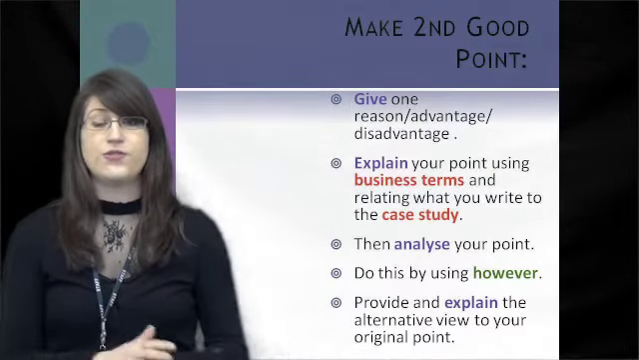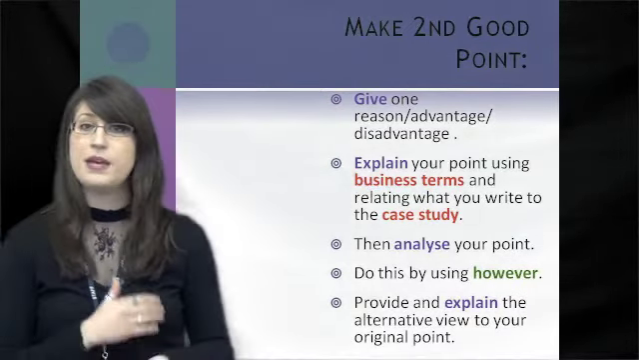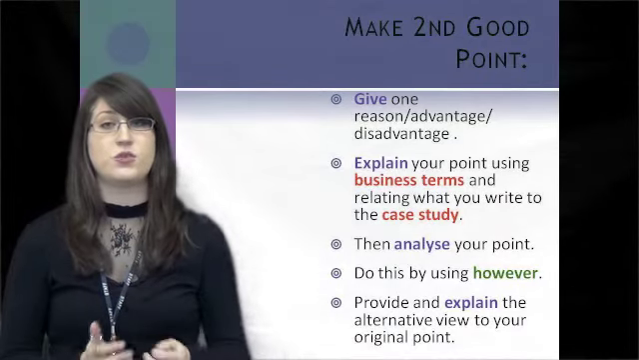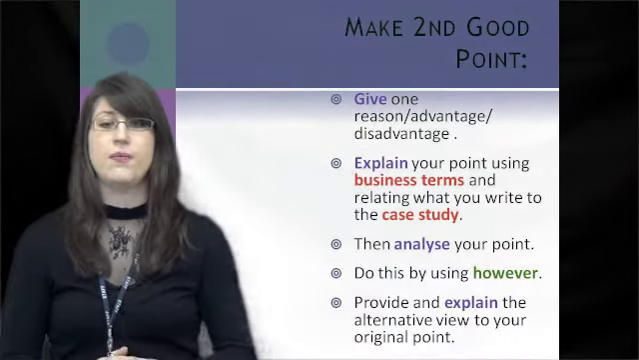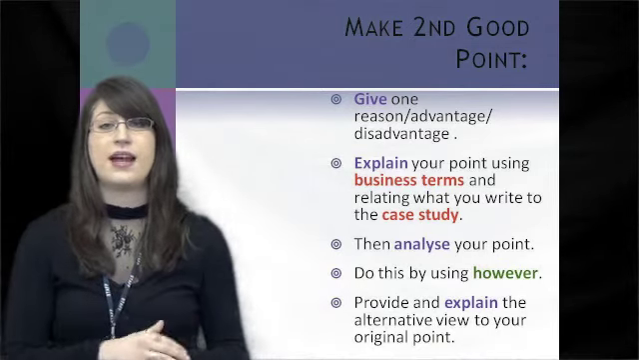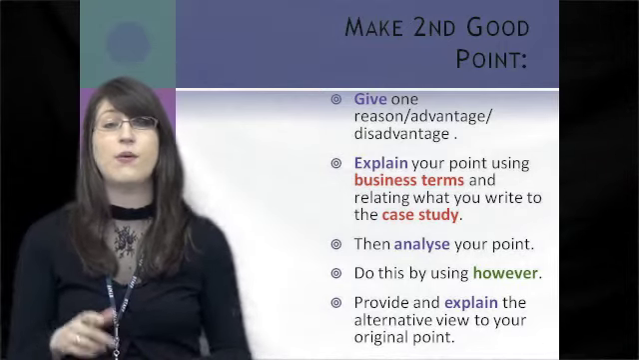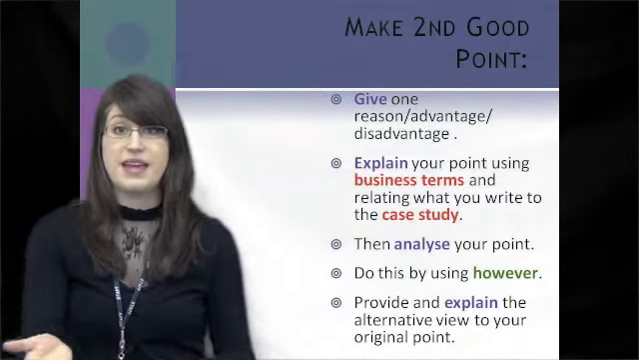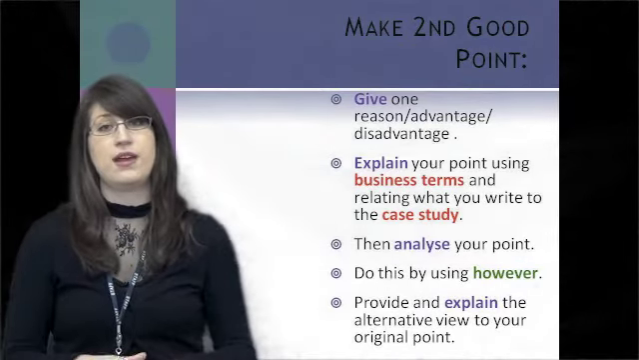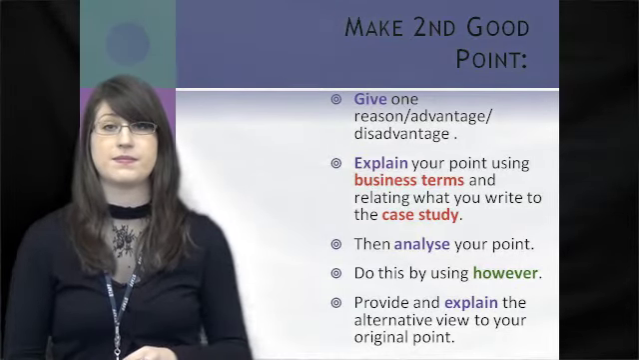So then, after your first good point, you're now going to move on and make your second good point. You just repeat what you've just done for the first one. So you give one reason, advantage or disadvantage, depends on the question. Explain that point using your key business terms, and remember to relate the case study back to your answer. You're then going to analyse it again using however, but remember you can use but if as well. Provide and explain the alternative view then to your original point like before. So the same principle applies.